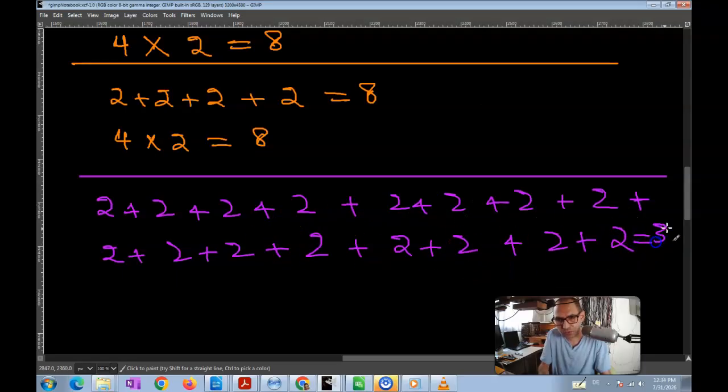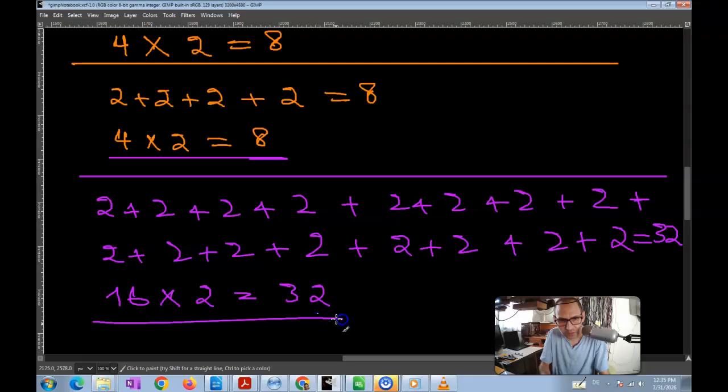That's going to be equal to 32, right? Now you see that as I increase the number of numbers involved in the addition, the length of the expression is going to get longer and longer, right? But instead of this expression, now I can write 16 times 2 is equal to 32. So you see that the length over here remains the same, right? So that's the actual power behind this type of expression.